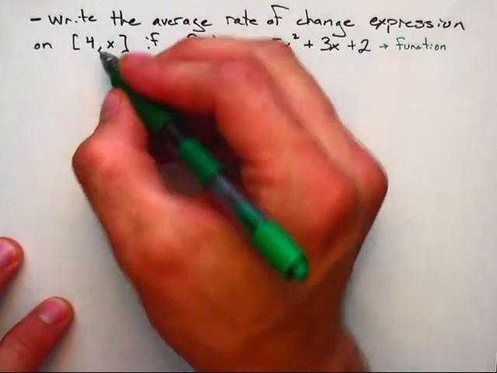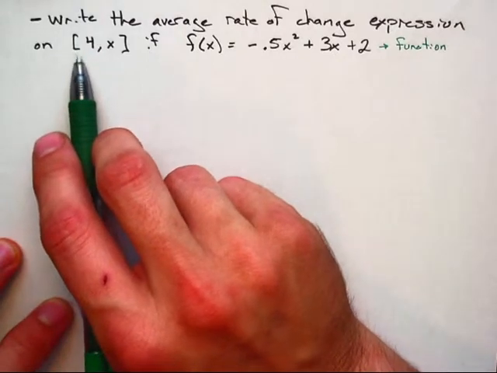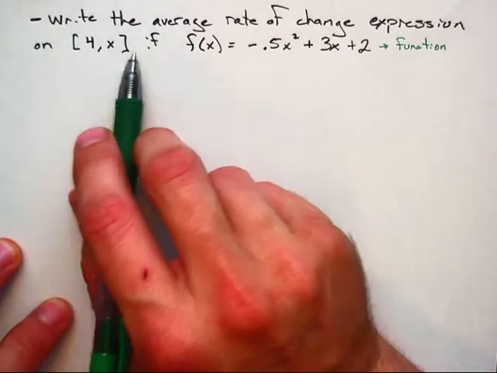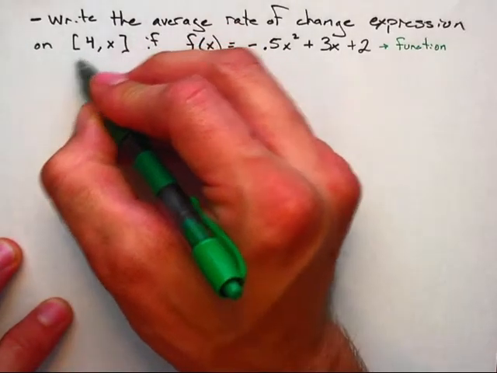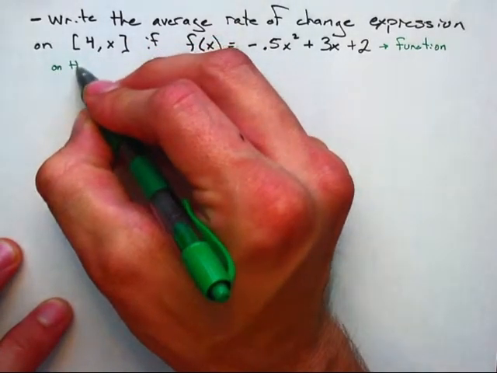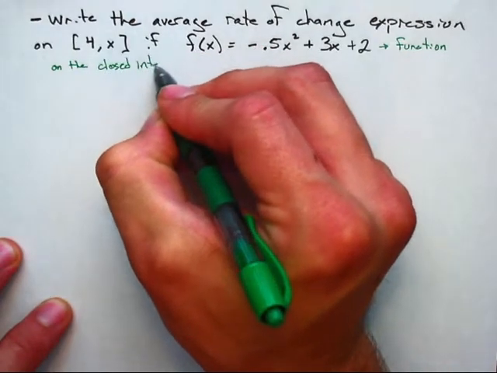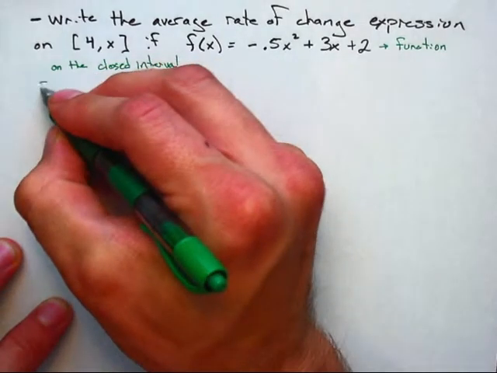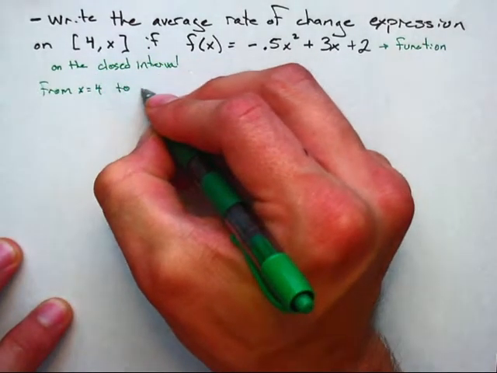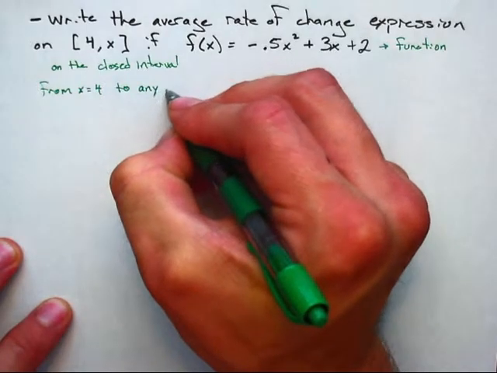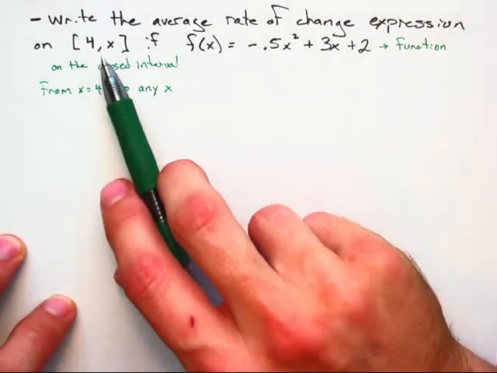Sometimes students get a little confused at first with what this notation represents. This is a closed interval. So interval notation, meaning we include 4 and we go to x. What this is really saying is on the closed interval from x equals 4 to any value of x. So on the closed interval from x equals 4 to any x is what this notation means.